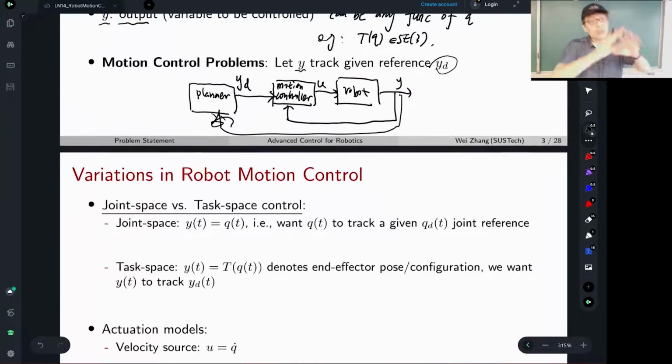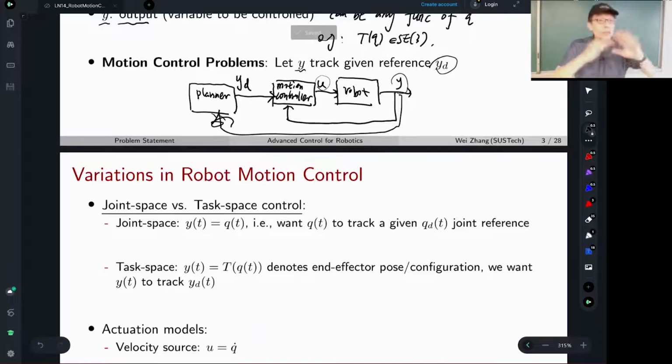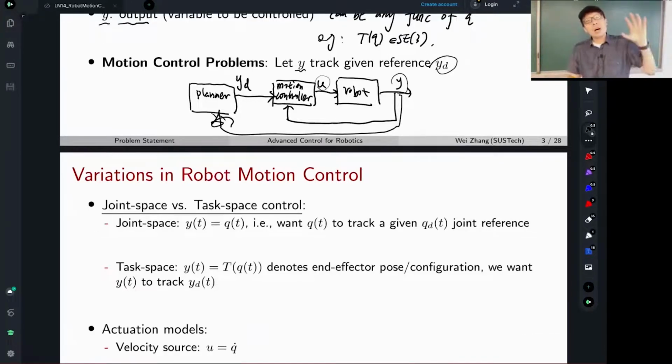I would like to think about, there's a lot of different methods. I want to think about them or categorize them in terms of the definitions of U and Y. U is your interface as a motion controller, your interface with the robot. Y is something you care about. Depending on U and Y, the different cases, then you will have different controllers, of course, but all of them follow exactly, hopefully, the same design principle.